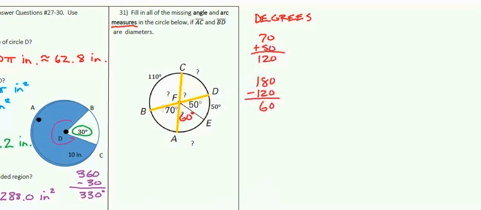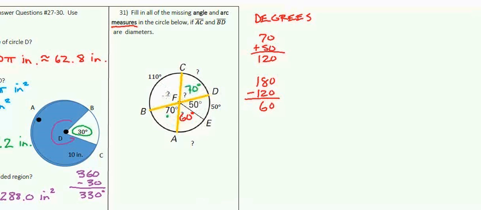Let's take a look at something else. Since BD and CA are both diameters, you can see that this angle right here, let's mark it, this angle right here, and this angle right here, these are vertical angles. They must be congruent because they're opposite sides of two intersecting lines. And that means that angle CFD has to also be 70 degrees.